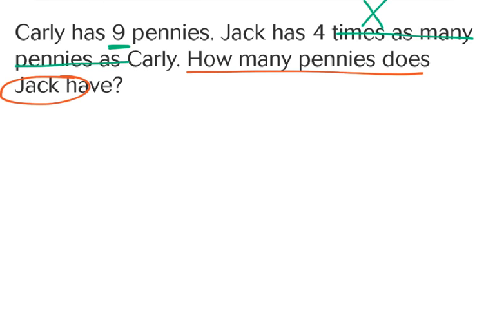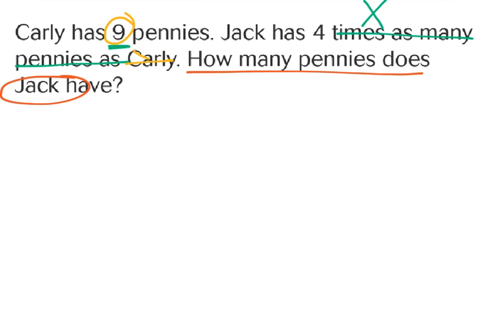Now, when we look at that, it helps us a little bit, but not all the way. So let's go and look at that sentence one more time. Jack has 4 times as many pennies as Carly. Well, how many pennies does Carly have? We underline that information so it can help us.